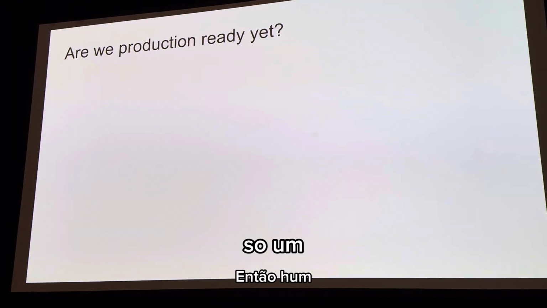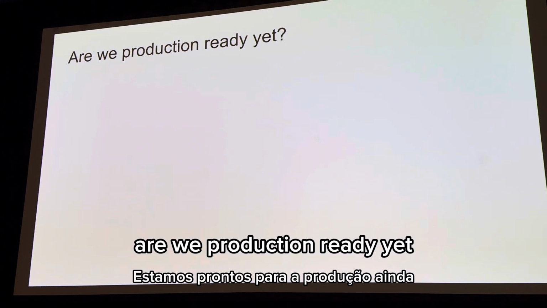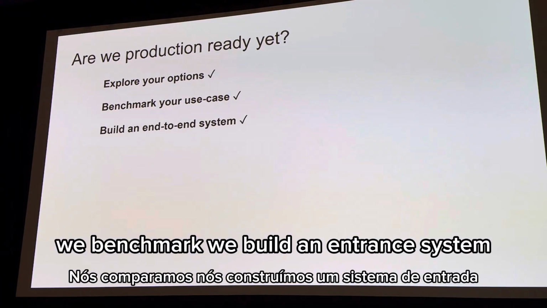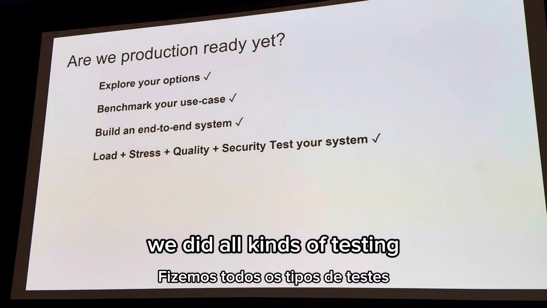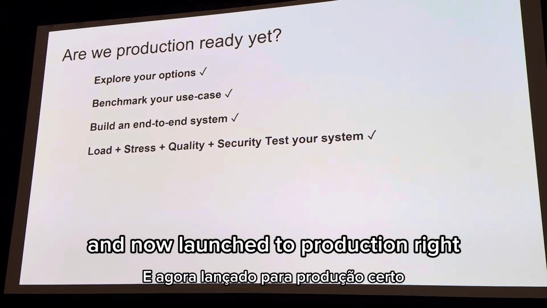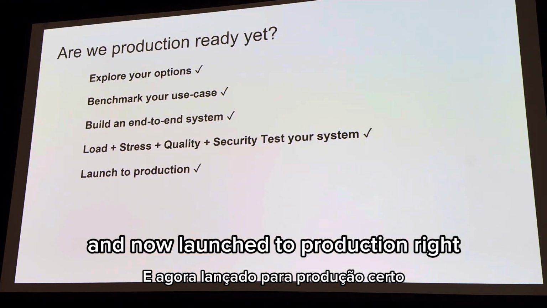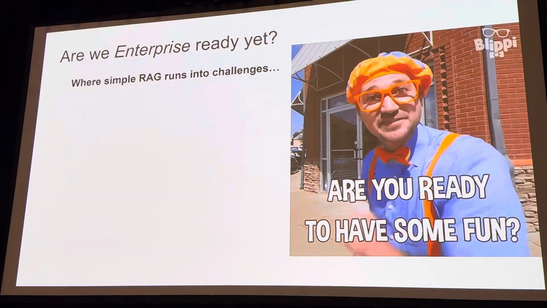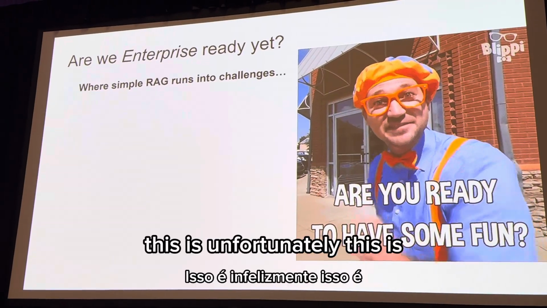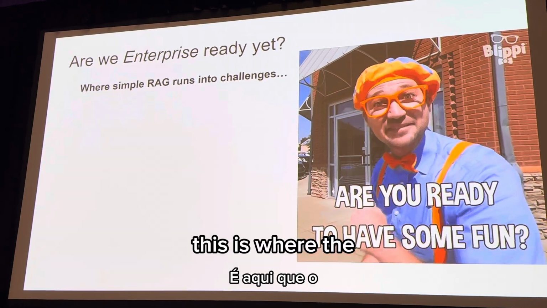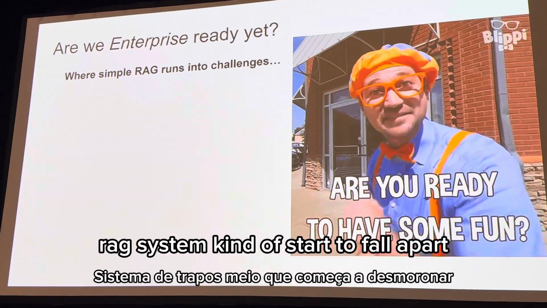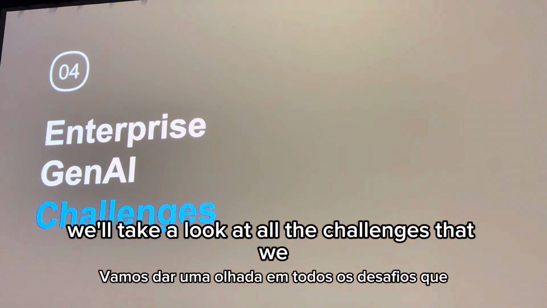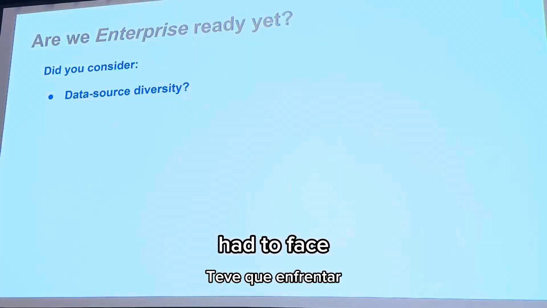So did we do everything right? Are we production ready yet? Well, let's see. We explored our options, we benchmarked, we built an end-to-end system, we did all kinds of testing, and now we launched to production, right? So are we ready? Well, unfortunately, this is where the RAG system starts to fall apart. Let me tell you what I mean by that. We'll take a look at all the challenges that we had to face.